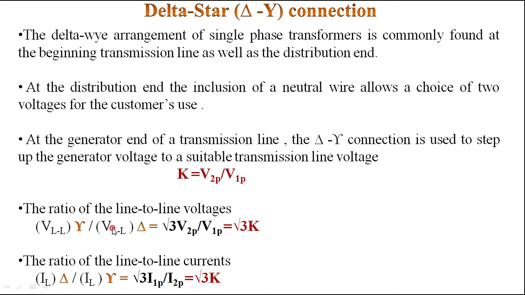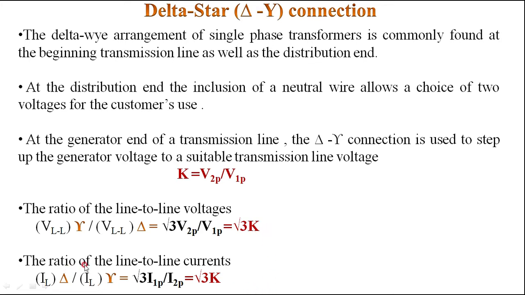Whereas in the case of the delta connection, we know that line voltage is equal to the phase voltage, therefore it is V1P, that is a primary voltage. Then we defined V2P by V1P as K, therefore the transformation ratio, if you are taking the line voltage, it is root 3 times K.